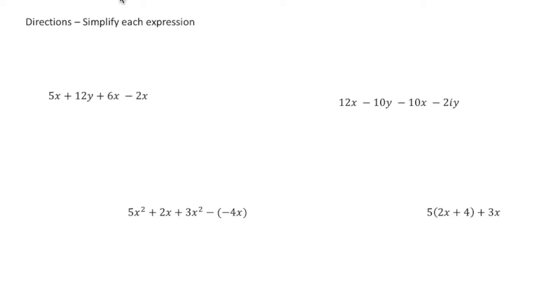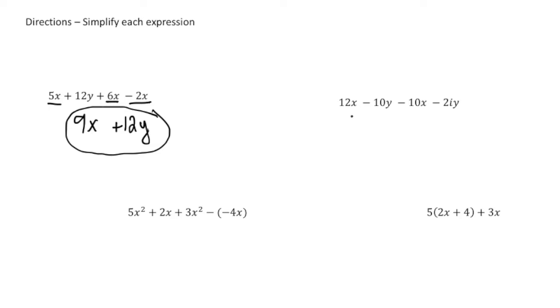Alright, for these problems you had to simplify the expressions, right? And remember, you're only allowed to add like terms. So here, 5x plus 12y plus 6x, take away 2x. We can combine the 5x, the 6x, and remember this is a negative 2x. So 5x and 6x is 11x, take away 2x is 9x, and then plus 12y, and that's simplified. Alright, if you had 12y plus 9x, that's the same thing.